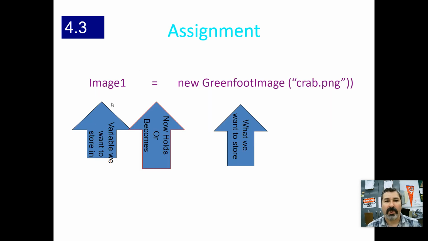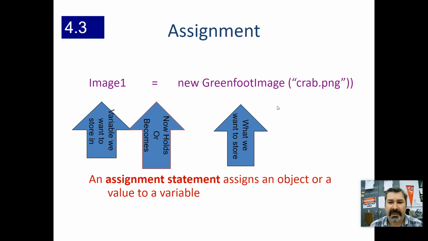All right, so here is the code. Don't type this code in just yet, but this is the code that we're going to use. We're going to say image1 equals new Greenfoot image crab.png. So you're going to say, hey, empty box called image1, and it's going to say, what do you want? And we're going to say, hey, I want you to put something new in there. We're going to make a brand new Greenfoot image object. So the Greenfoot factory kicks in. We make a new object from our class Greenfoot image, and this particular robot's holding the image crab1.png. An assignment statement assigns an object or a value to a variable. Write that down.